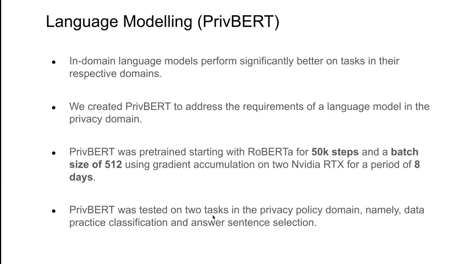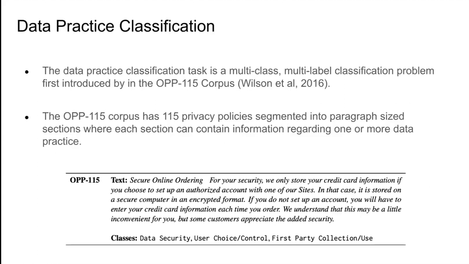We tested PrivBert on 2 tasks in the privacy policy domain, namely the data practice classification task and the answer sentence selection task. This is the data practice classification task. It's a multi-class, multi-label classification problem first introduced in the OP115 corpus. The OP115 corpus has 115 privacy policies segmented into paragraph size sections, where each section can contain information about one or more data practices.